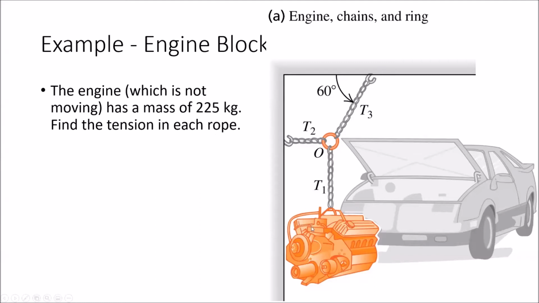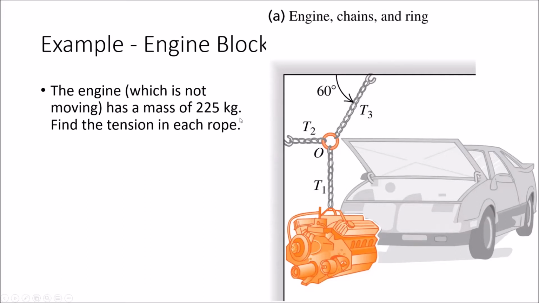Many people would automatically look to the engine and try to find the tensions just from the engine. But there's only one thing that's touching the engine, T1. You're not going to be able to find T2 or T3 if you just draw a free body diagram for the engine, because you don't have any effect from T2 and T3 that the engine can sense. The engine only knows about the forces acting directly on it, and so it only knows about T1.